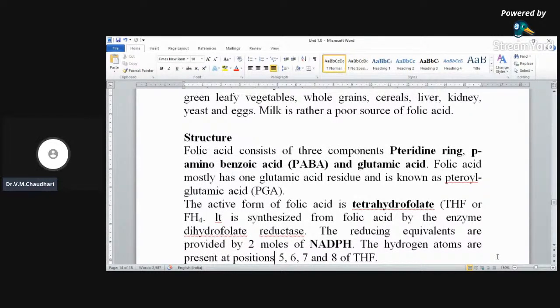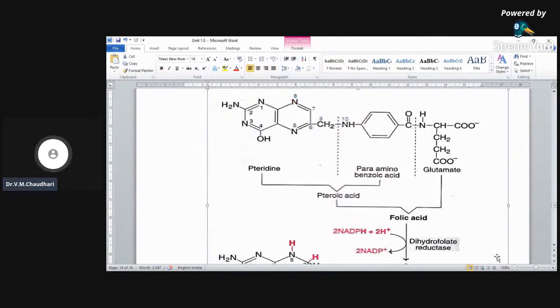The tetrahydrofolate is involved in one carbon metabolism in the metabolic pathways of carbohydrate, amino acid, and nucleotide synthesis. The vitamin consists of three components: pteridine ring, para-aminobenzoic acid, and glutamic acid, and has the active form tetrahydrofolate. Okay, you again see the structure of the pteridine ring with para-aminobenzoic acid and glutamate. This is the amino acid glutamate.